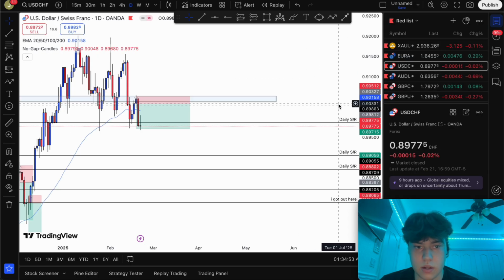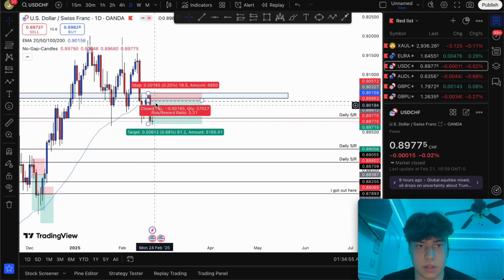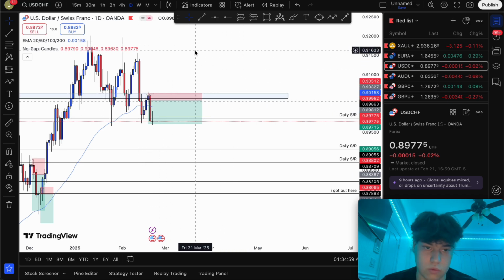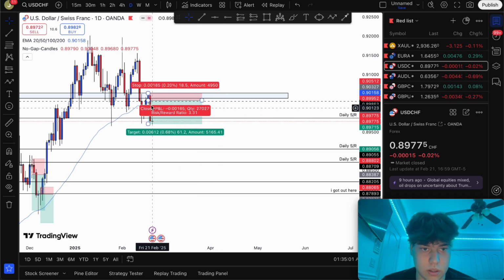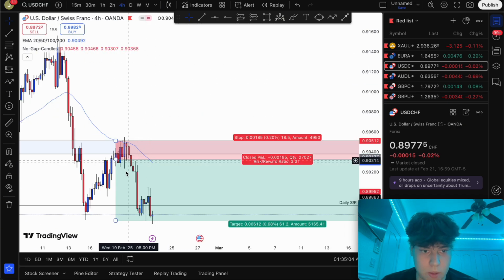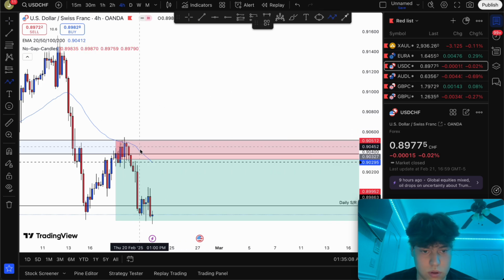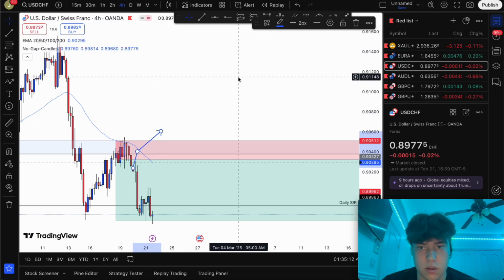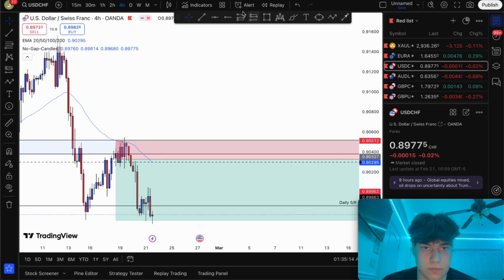We also had a trade right here we missed out on. I was waiting for a deeper pullback into the area of interest on the 4-hour. It never happened. I had my alarm set right here. Let me show you. So we shifted structure, and I wanted a pullback right into here. And we never had it.